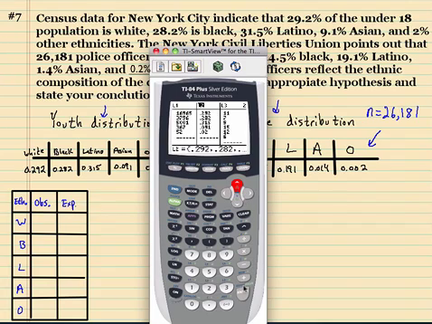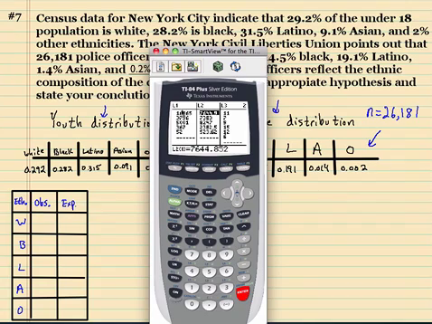So I'm going to go up to L2 and I'm going to highlight on it. Now it's blinking down here. Now I'm going to do 26181 times L2. Now this is going to find the expected number of youths for each ethnicity. Okay, so there we go.